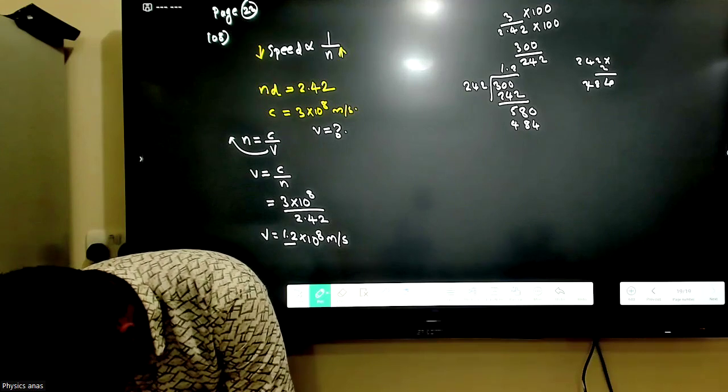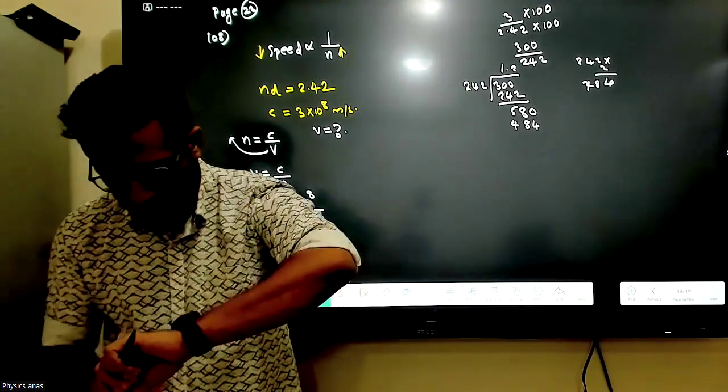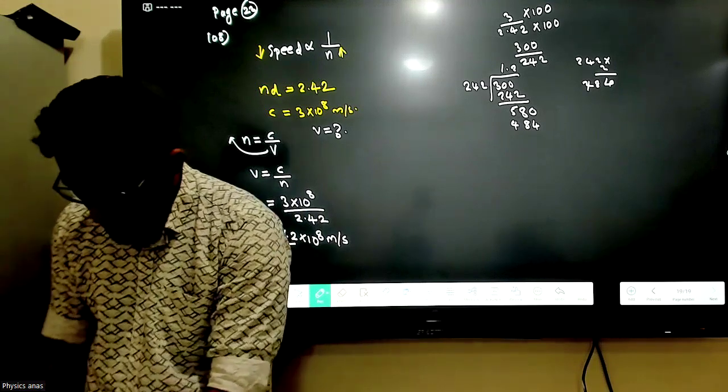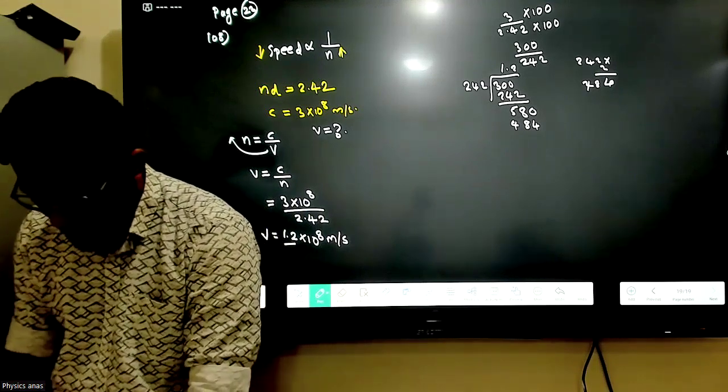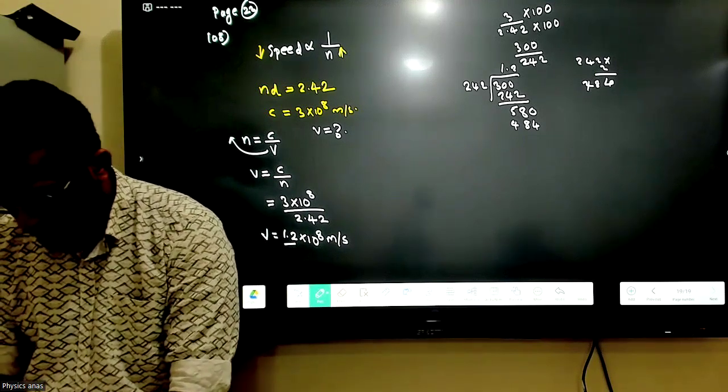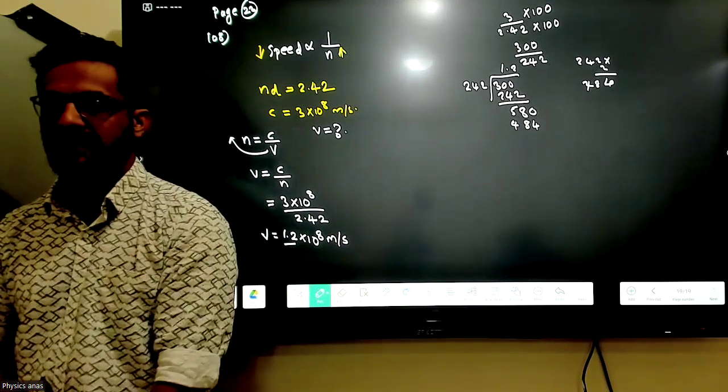Okay, we have done the first question. And now the second one. What is the second question? Refractive index of glass, water, and carbon disulfide are 1.5, 1.33, 1.62 respectively.